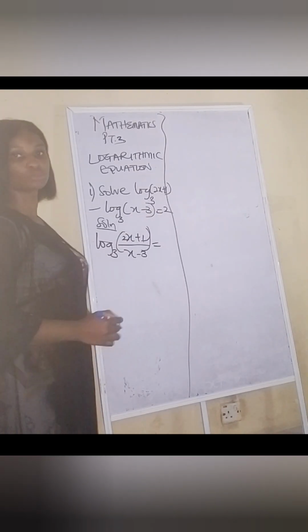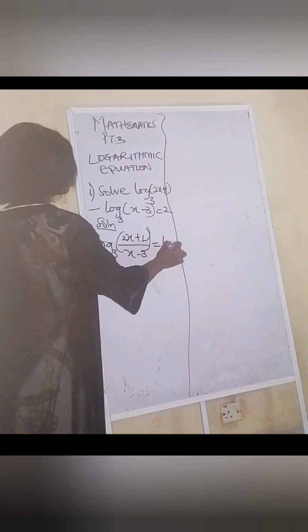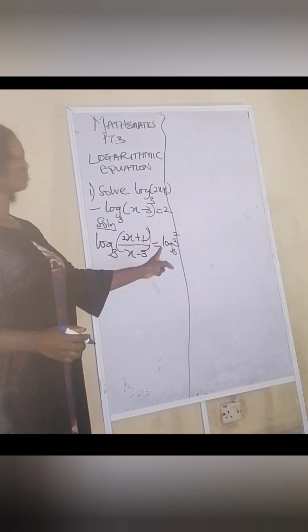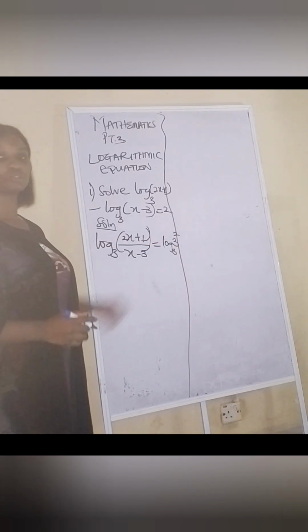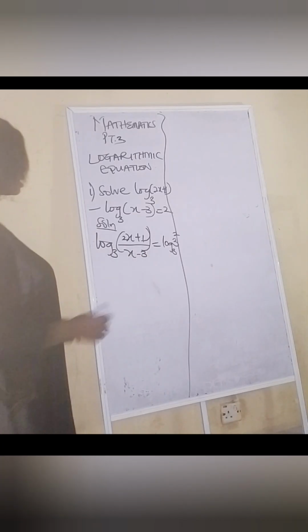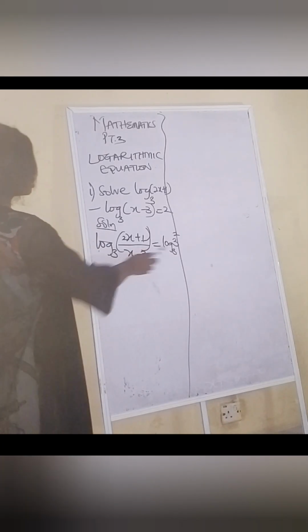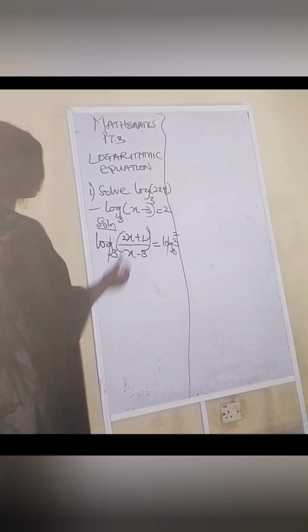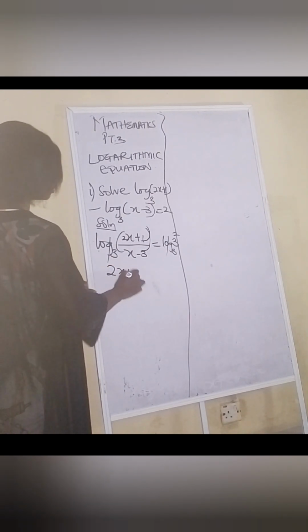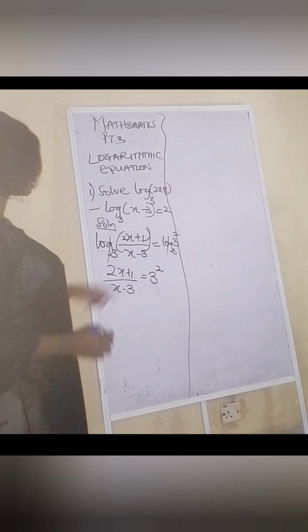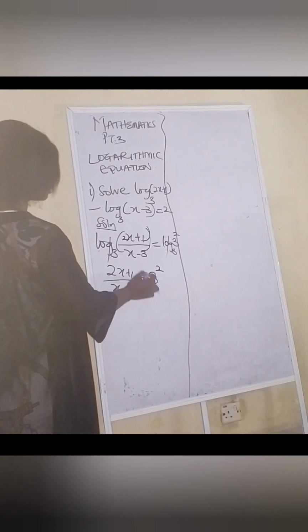So now I want to change this 2 to logarithm. It will now be log 3 base 3 raised to power 2. So log 3 base 3 is what? 1. So when this 2 comes down here, it was 2 times 1, and that gives us 2. You understand? So that's why we're able to get this. So now let's solve it. So we have log 3 and log 3. So we can just cancel it. So we are left with 2x plus 1 over x minus 3 equals 3 raised to power 2. Have you seen that now? So now we can just cross multiply.